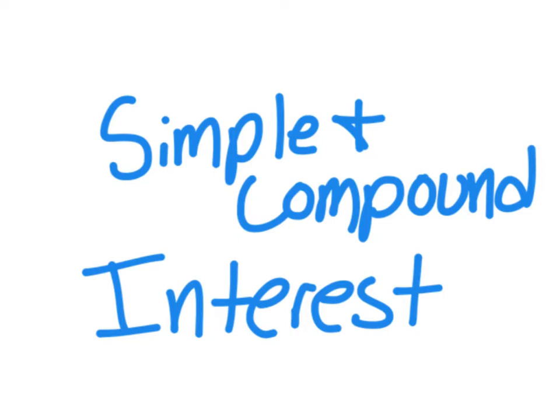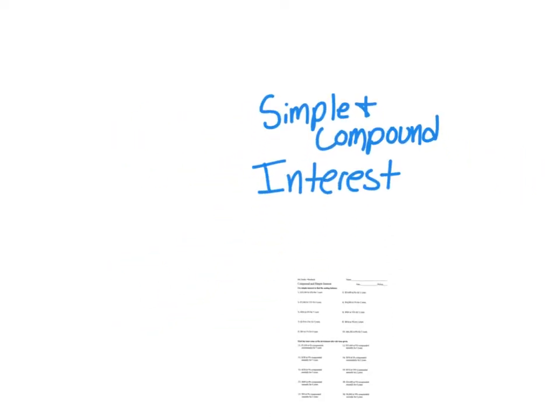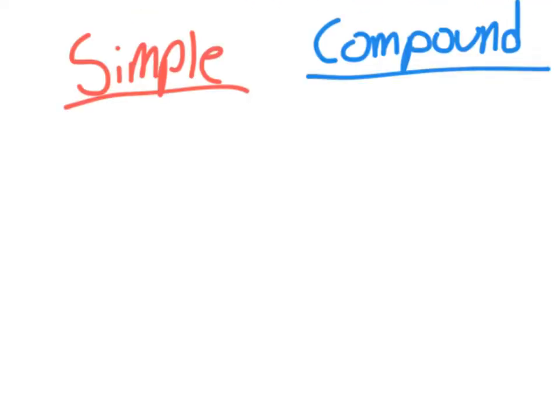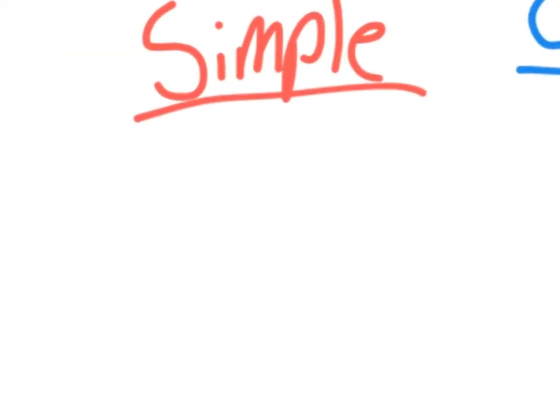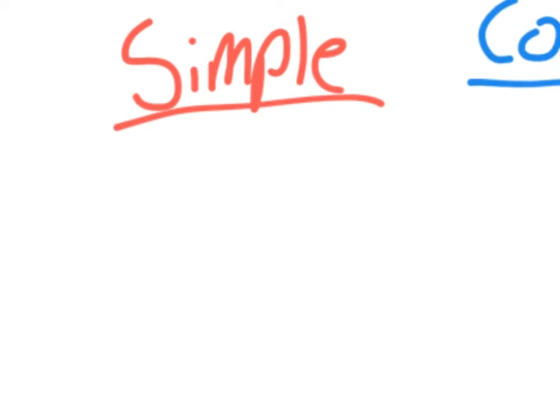This is going to be the lesson for simple and compound interest. There are going to be a few things that we need to define first. First will be our simple interest formula. So the formula for simple interest is going to be I equals PRT.